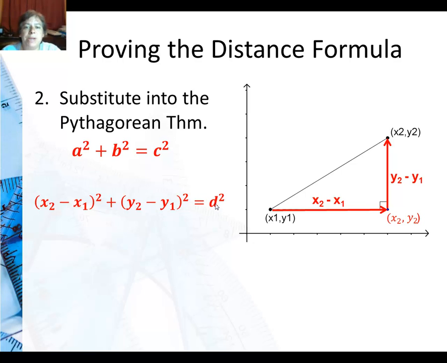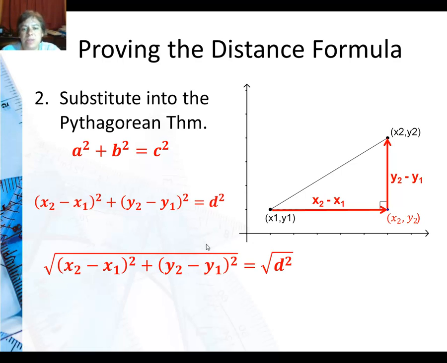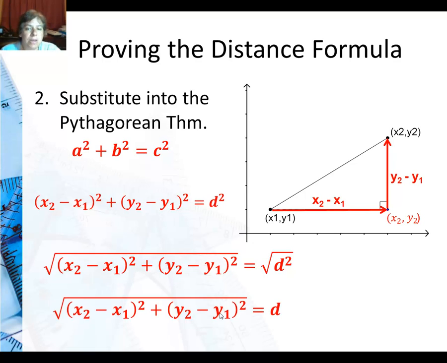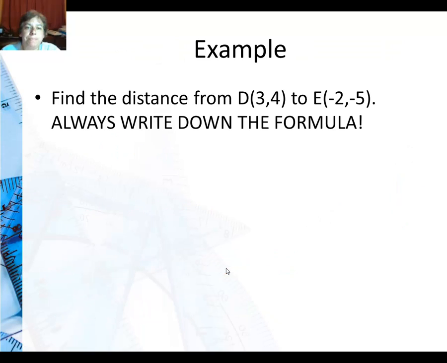The reason I replaced d here is I'm trying to go for the distance formula, which uses d. Now, I'm trying to make it d equals, but I have d squared. So I'm going to undo it the same way I did before. I'm going to take the square root of both sides, which means this is the distance formula. So we've derived the distance formula using the Pythagorean theorem.